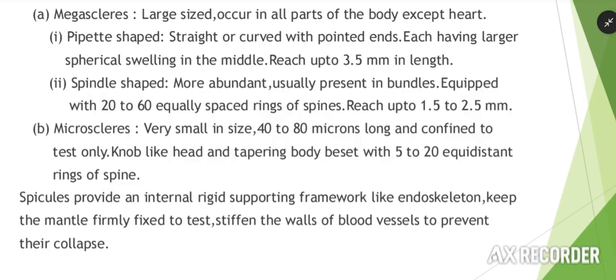Knob like head and tapering body beset with 5 to 20 equidistant rings of spines. Now, these spicules provide an internal rigid supporting framework like endoskeleton. Keep the mantle firmly fixed to test. Stiffen the walls of blood vessels to prevent their collapse.